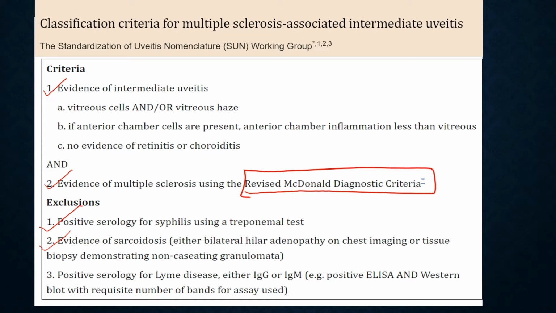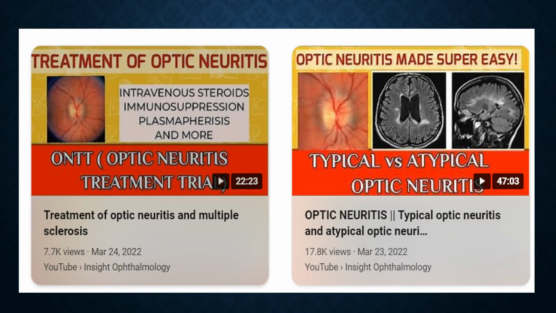The reason for doing this is because all these three, syphilis, sarcoid and Lyme, can also present with some neurological symptoms similar to that of multiple sclerosis. So make sure you rule them out, and then you diagnose multiple sclerosis based on the revised McDonald diagnostic criteria, and then you label the patient as multiple sclerosis, or you refer the patient to a neurologist. Now, we have two videos on optic neuritis and multiple sclerosis on our channel, which are titled as given in this slide.